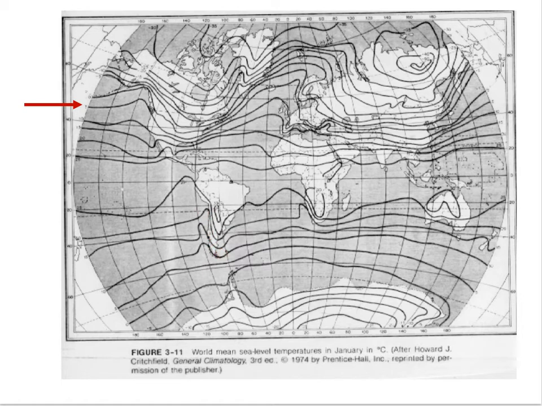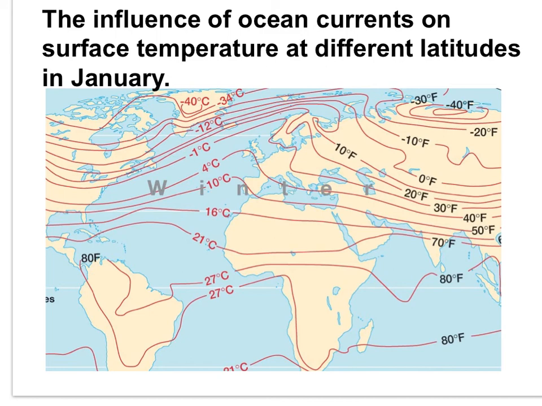Differences in water density drive ocean circulation. Water density is influenced by both temperature and salinity. Again, notice how this relatively mild -1 degree C temperature extends nearly to the Arctic Circle. The western coast of Europe, particularly Scandinavia, is significantly warmed by ocean currents carrying heat from lower latitudes.